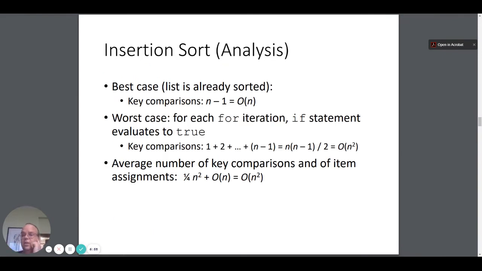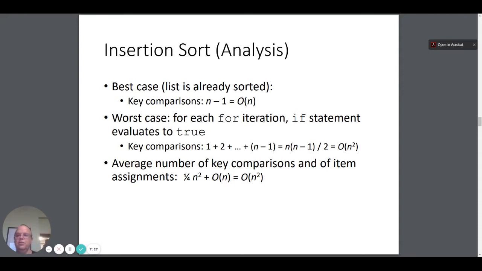The best case is that the list is already sorted. In that case, we only require n minus 1 comparisons, and it ends up being O of n. The worst case is that for each iteration, we have to move all of them. The if statement in that case evaluates to true, and we get O of n squared key comparisons. The average number of key comparisons and item assignments are both O of n squared.